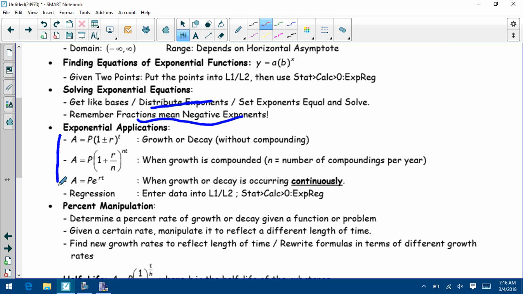Applications, we talked about knowing these 3 equations. Annual growth or decay is the first one. If you're compounded not continuously, you're using that second one. Continuously means PERT.